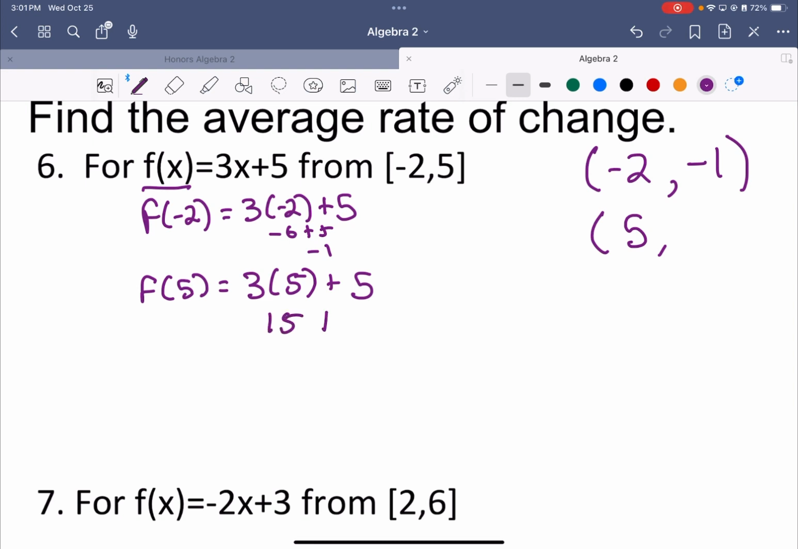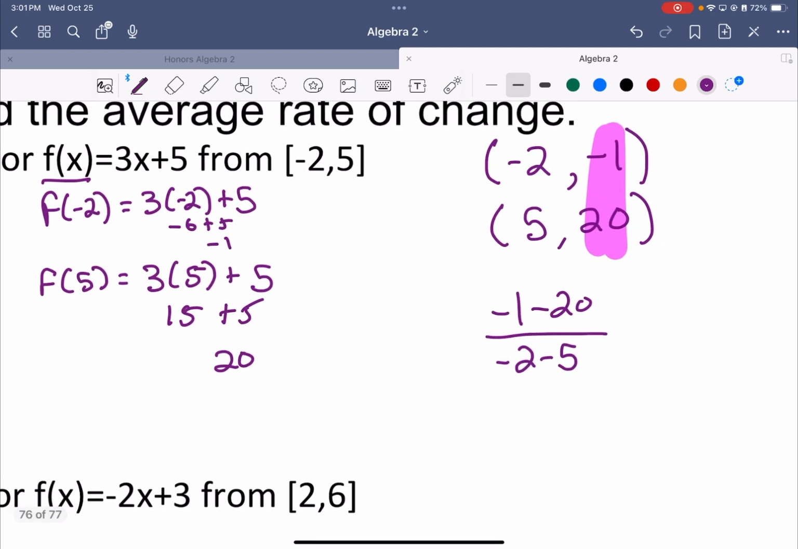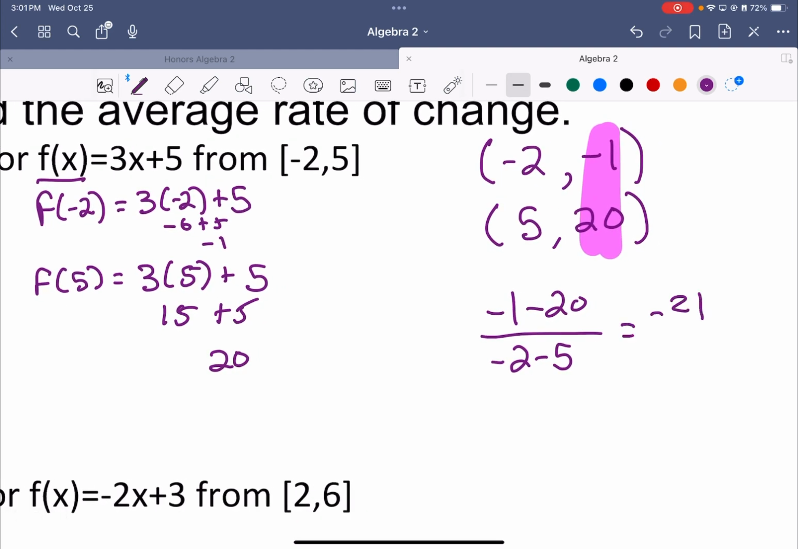It's 15 plus 5 is 30. Nope, it's 20. If my input is 5, my output is 20. Now we have the 2 points, just like we had before. So we just have to find the slope. So that's negative 1 minus 20 over negative 2 minus 5. That's negative 21 over negative 7, which is 3.